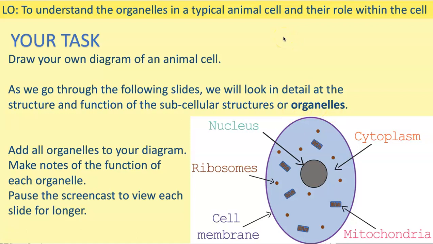But as we go through the following slides, we're going to look in detail at the structure and function of all the subcellular structures that are found in a cell. These can also be called organelles. So all of these features here are called organelles. As we go through each slide, I want you to add all of the organelles we go through to your diagram, and also make notes of the function of each of those organelles. This will help you with your next task that will come later in the screencast. Pause the screencast as we go through it if you want to view each slide for a little bit longer.